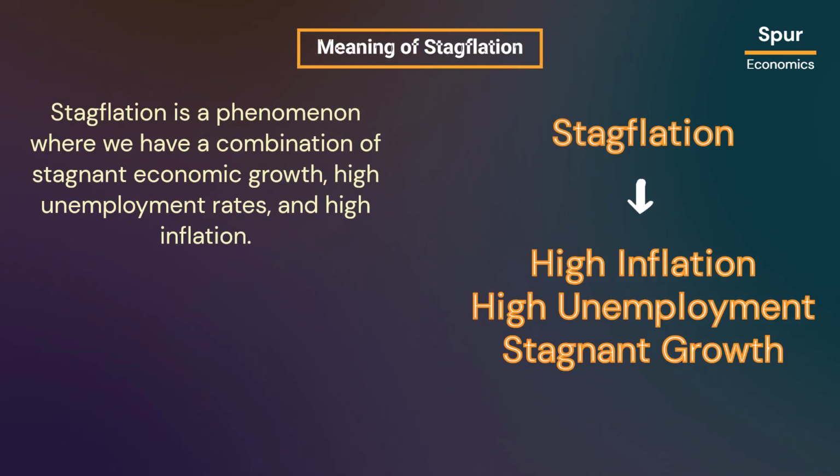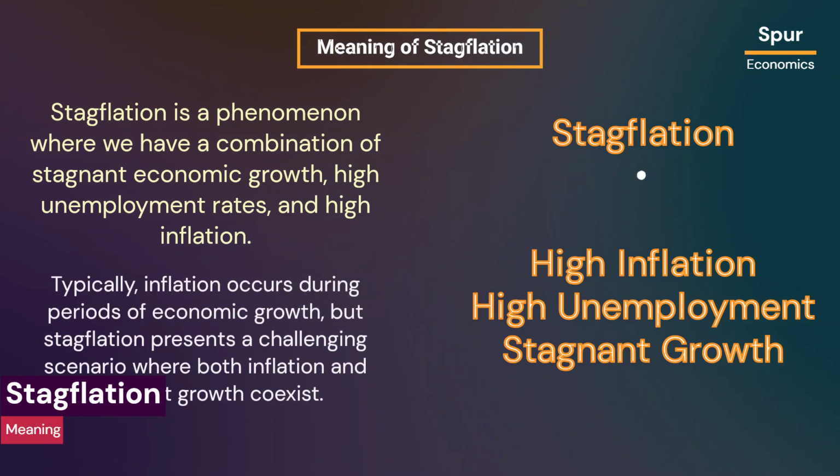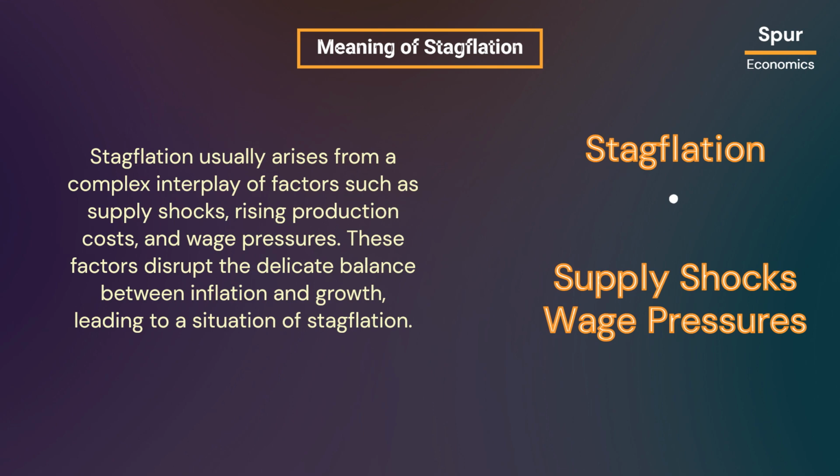Stagflation is a phenomenon where we have a combination of stagnant economic growth, high unemployment rates, and high inflation. Typically, inflation occurs during periods of economic growth, but stagflation presents a challenging scenario where both inflation and stagnant growth coexist. Stagflation usually arises from a complex interplay of factors such as supply shocks, rising production costs, and wage pressures. These factors disrupt the delicate balance between inflation and growth, leading to a situation of stagflation.